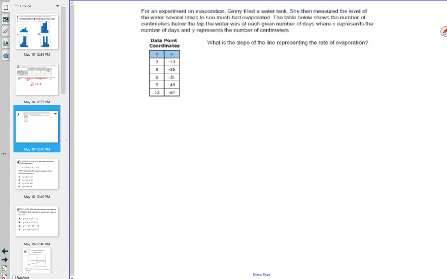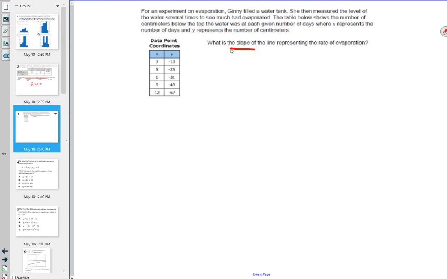For an experiment on evaporation, Ginny filled a water tank. She then measured the level of the water several times to see how much had evaporated. The table below shows the number of centimeters below the top of the water at each given number of days, where x represents the days. So she filled the water tank and then she's trying to see how much it evaporates. What is the slope of the... so look at that. Doesn't even matter. I didn't even have to read all that. They want to know what's the slope.